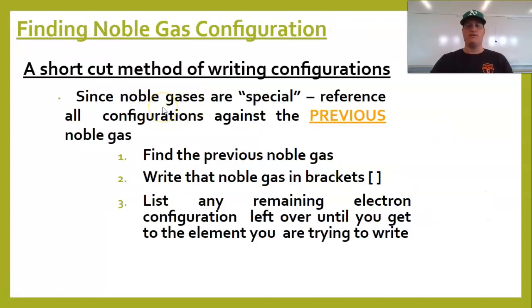Now there's a shortcut method of writing configurations called noble gas notation. You need an element, let's say selenium, number 34 on your periodic table. The previous noble gas is argon. So going back, argon represents 18 electrons, those core inner electrons, and you replace those 18 electrons with just Ar in brackets. Then you have the leftover configuration. Think of it almost as a starting shortcut instead of always starting with hydrogen.